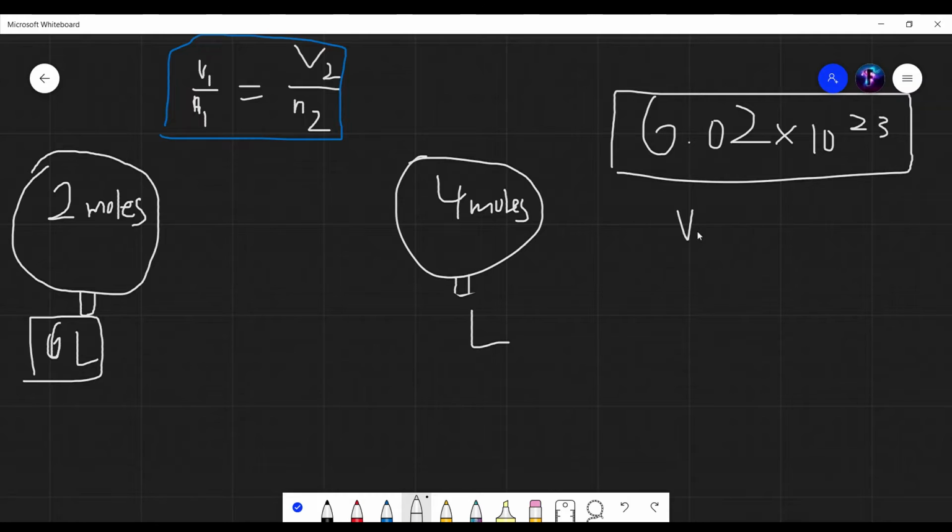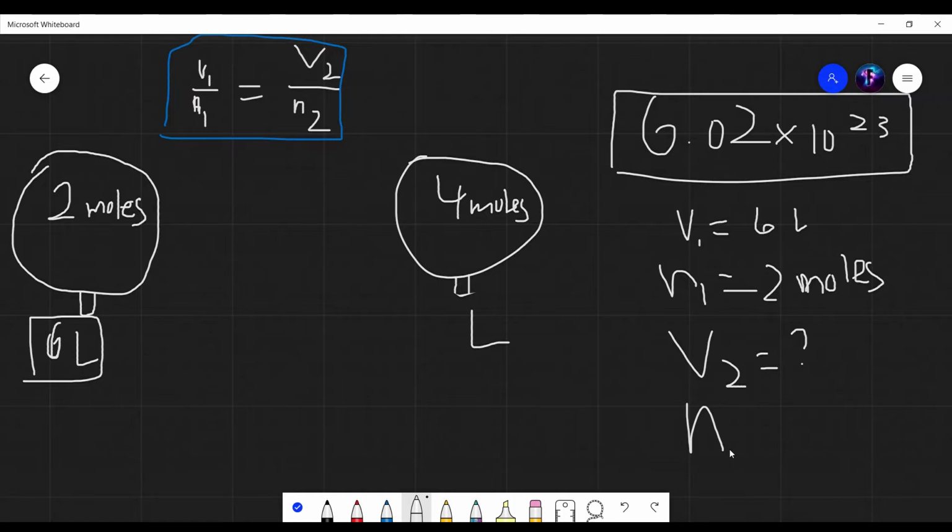So we can write down V1. We know V1 is 6 liters. And you want to include the liters, okay? As it's important, and I'll show you why later. And N1 is the amount of moles in the first balloon, which is 2 moles. So I'm going to write 2 moles. And we are solving for V2, so we're going to leave V2 undefined. N2, we know that it is 4 moles.